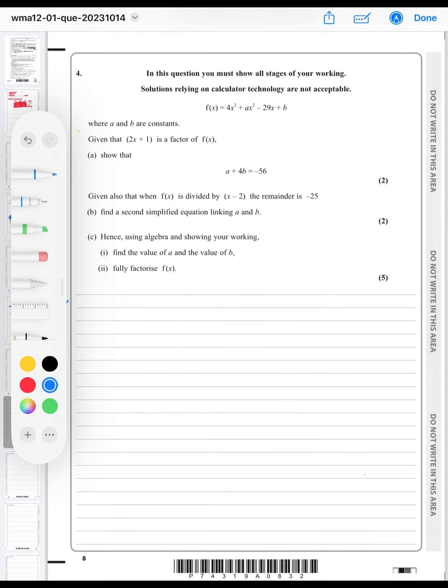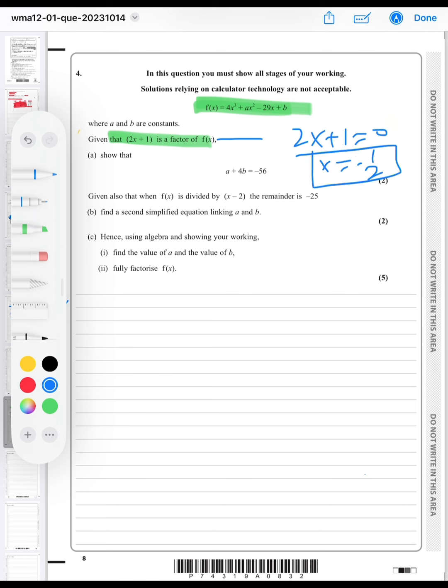Okay, this question is from the remainder and factor theorem. In this question they gave us this equation, and they are saying that this is the factor. Remember, whenever they tell you that something is a factor of an equation, that means you have to make that thing equal to 0 and calculate the value of x. So this will turn to minus 1 upon 2, and then after getting the value for x, you can put it here, and by putting it here you will make this equal to 0.